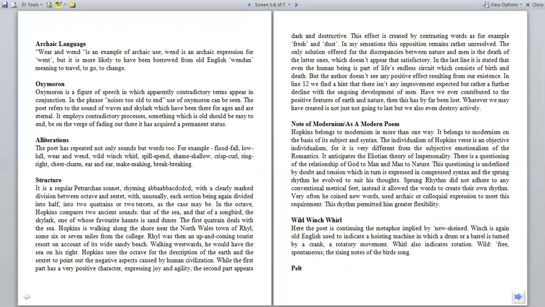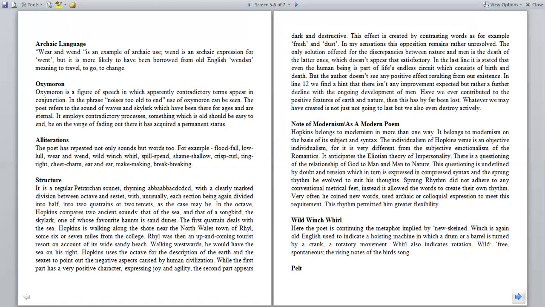There is use of oxymoron also. Oxymoron is a figure of speech in which apparently contradictory terms appear in conjunction. In the phrase "noises too old to end", use of oxymoron can be seen. The poet refers to the sound of waves and skylark which have been there for ages and are eternal. It employs contradictory processes. Something which is old should be easy to end, be on the verge of fading out. Here it has acquired a permanent status.